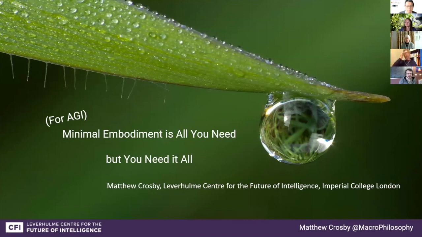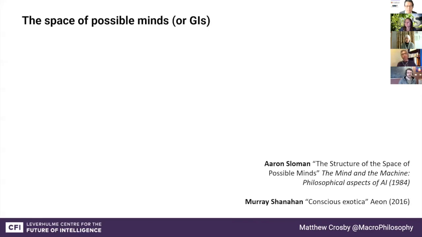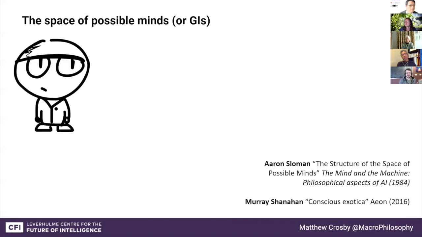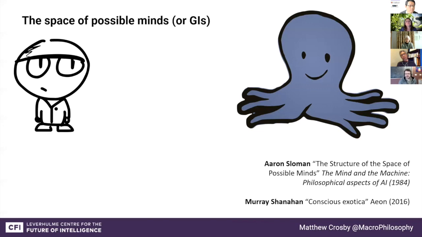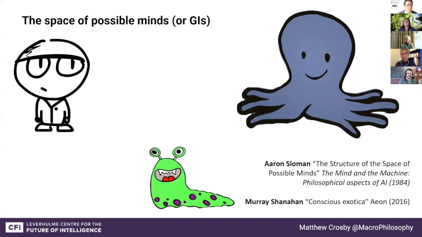So I'm going to start by looking at the space of possible minds, or the space of possible general intelligences, and trying to abstract away from all of them and see what's core to them all. So obviously we have things like humans with their own particular type of embodiment. We have things like octopuses that we've already seen multiple references to, with a very different type of embodiment, very different type of actions that they can do in the world. We also have things like perhaps alien slugs that might be general intelligences that might see or perceive the world in a completely different way.